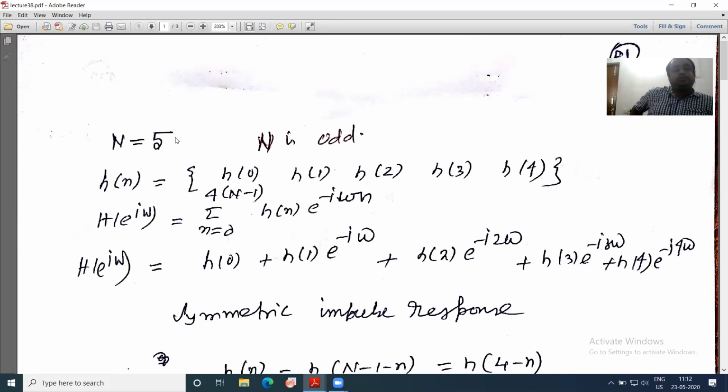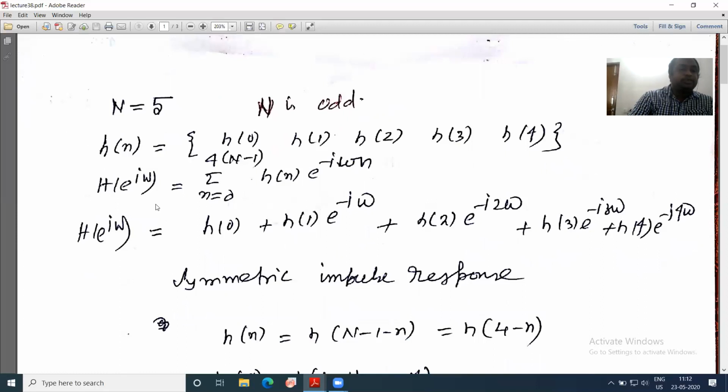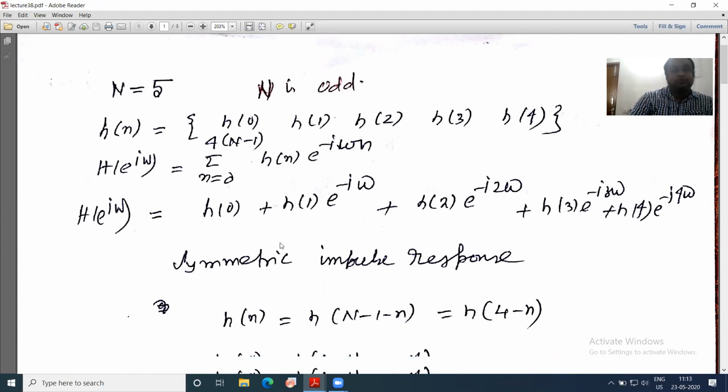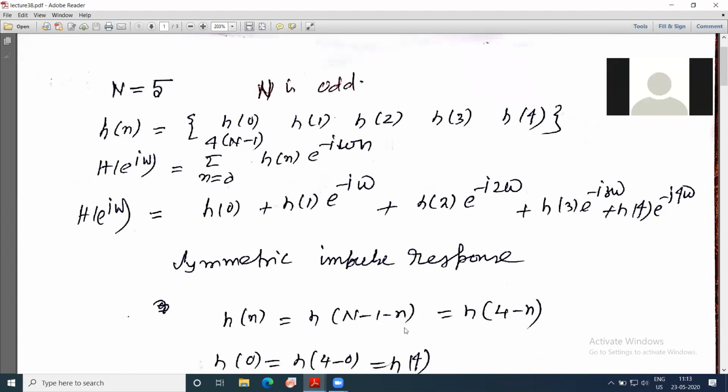Hn will be h0, h1, h2, h3, h4. Agreed? Yes, sir. Now H of e power j omega will be the sum for n equal to 0 to 4, that is n minus 1, h of n e power minus j omega n. Now if I write this as h0, h1, h2, h3, h4, this will be the Fourier transform. Now, I have to assume a symmetric impulse response.